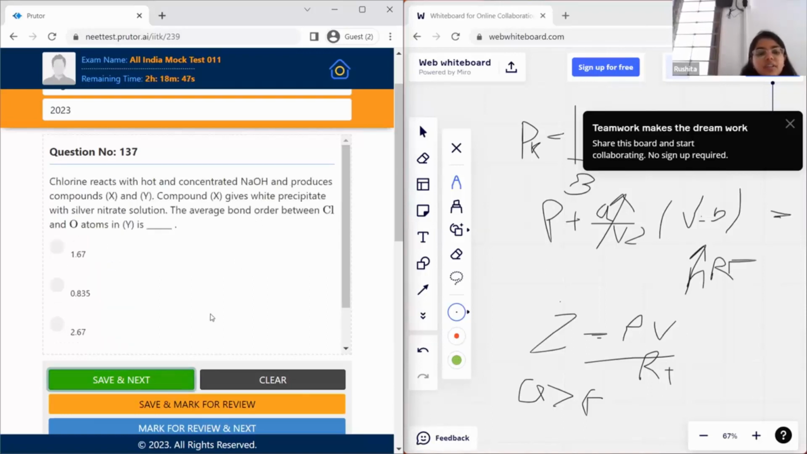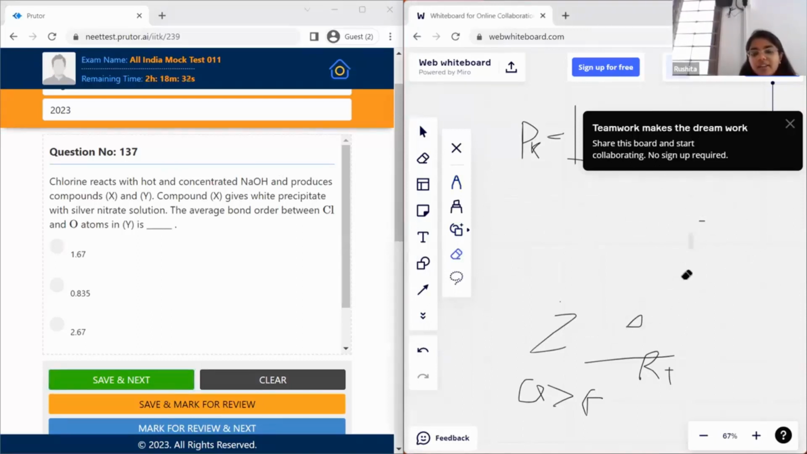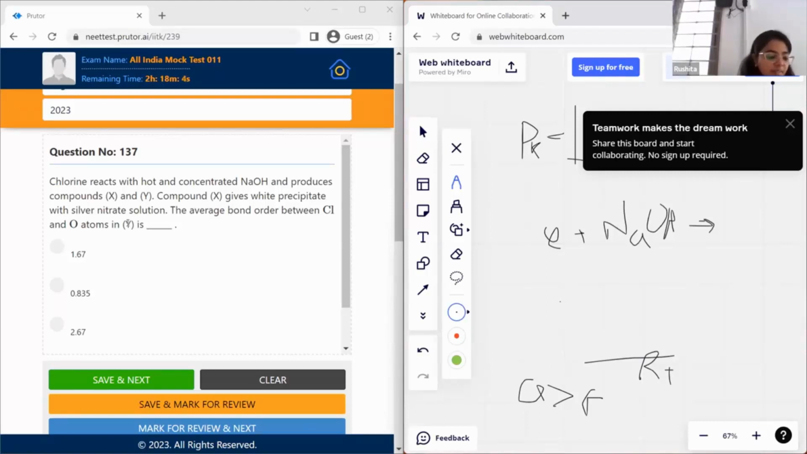Okay. So here we need to find out the bond order between Cl and O. First, we need to make out X and Y. Chlorine reacts with NaOH, so we need to form an equation here to know what X and Y are. Chlorine reacts with NaOH and gives X and Y. And it's given that X gives a white precipitate with silver nitrate, so probably it's a salt, and we need to find the bond order of Y.